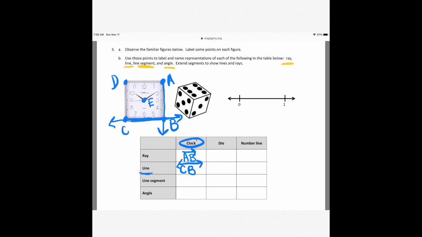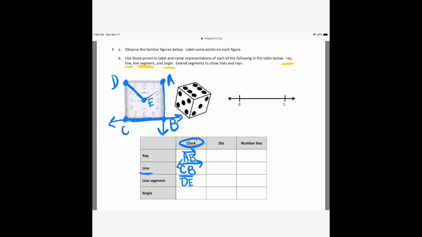And the second to last one is a line segment. So I will connect D to E, but I'm not going to have any arrows or go past those points because the line segment begins and ends with a point. So I'm going to write DE and put a small line segment over the top.